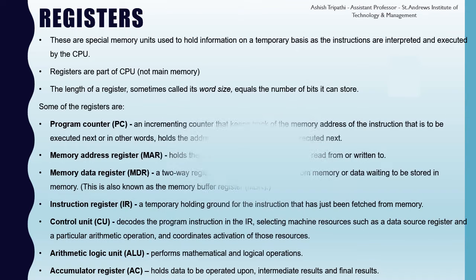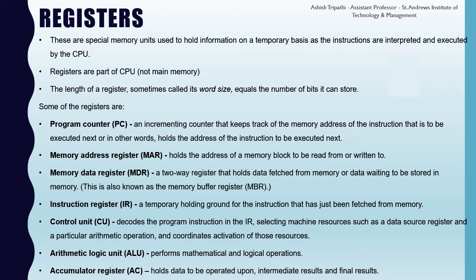Registers. Registers are the special memory units used to hold information on a temporary basis as the instructions are interpreted and executed by the CPU. Registers are a part of the CPU and are not in the main memory. The length of a register, sometimes called its word size, equals the number of bits it can store.